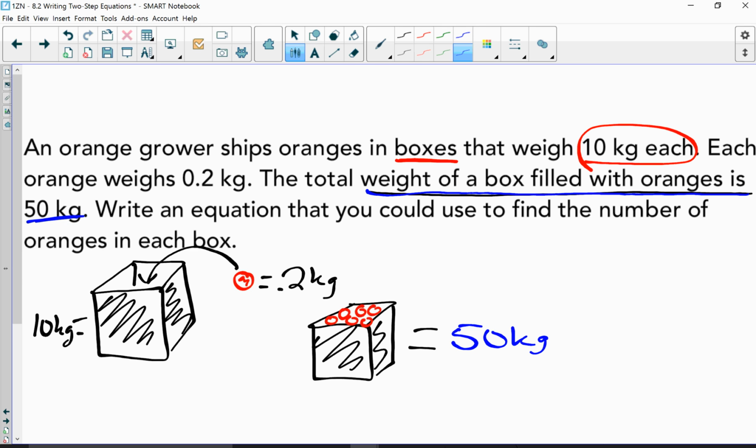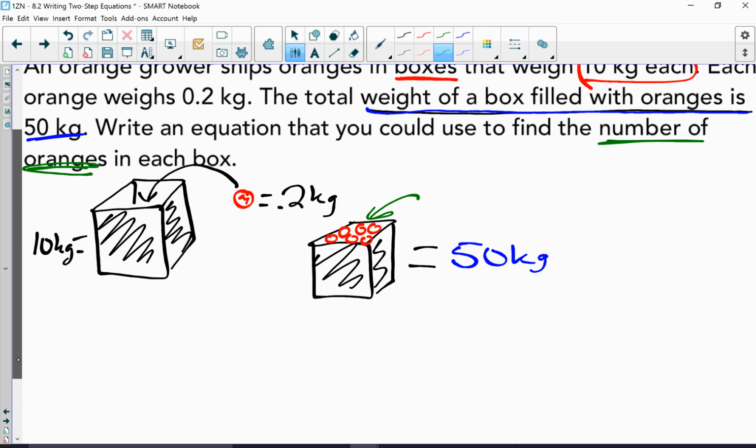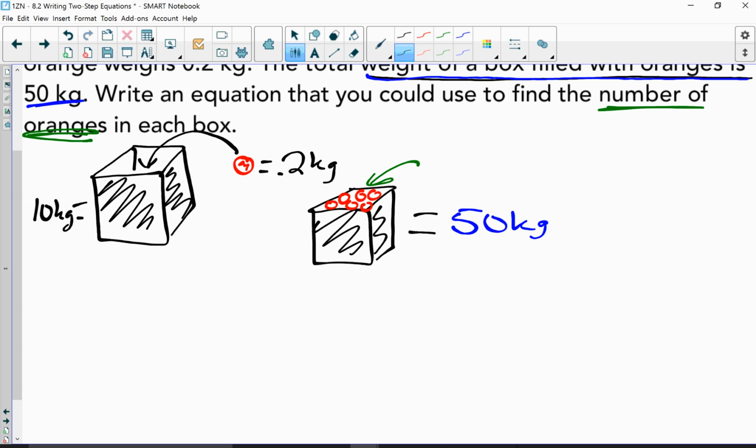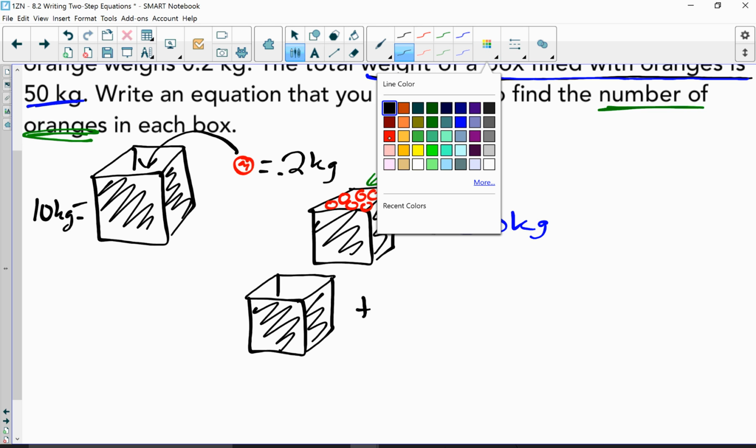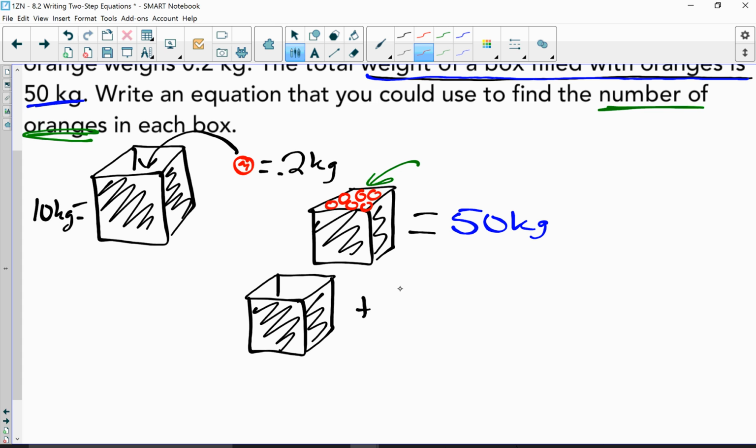It says write an equation that you could use to find the number of oranges in each box. The question is, how many oranges did I throw in here to fill the box up if the whole box ends up weighing 50 kilograms? Well, let's break that up. We have a box, the weight of the box, plus a whole bunch of oranges. Lots and lots of oranges, right?